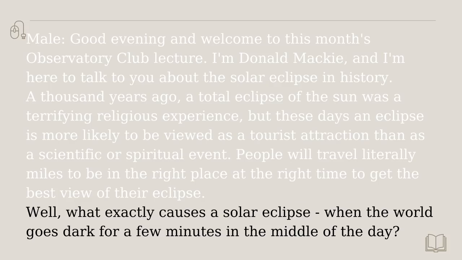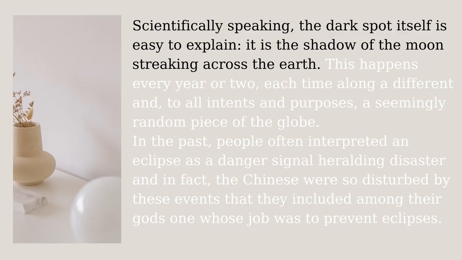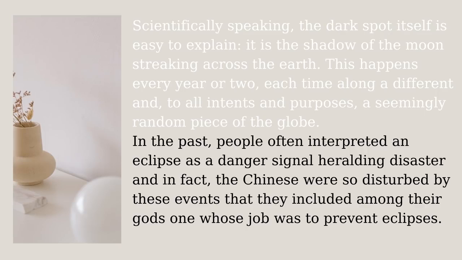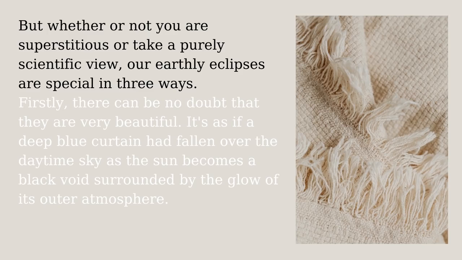Well, what exactly causes a solar eclipse? When the world goes dark for a few minutes in the middle of the day. Scientifically speaking, the dark spot itself is easy to explain. It is the shadow of the moon streaking across the earth. This happens every year or 2, each time along a different and, to all intents and purposes, a seemingly random piece of the globe. In the past, people often interpreted an eclipse as a danger signal heralding disaster, and in fact, the Chinese were so disturbed by these events that they included among their gods one whose job was to prevent eclipses.